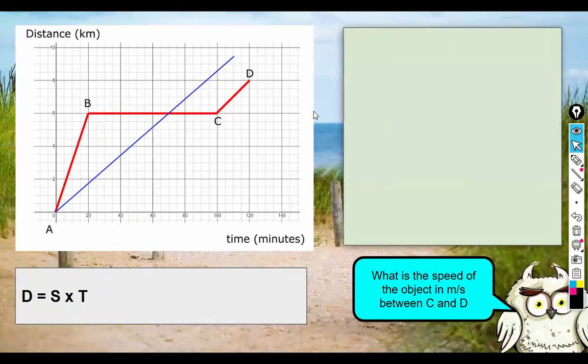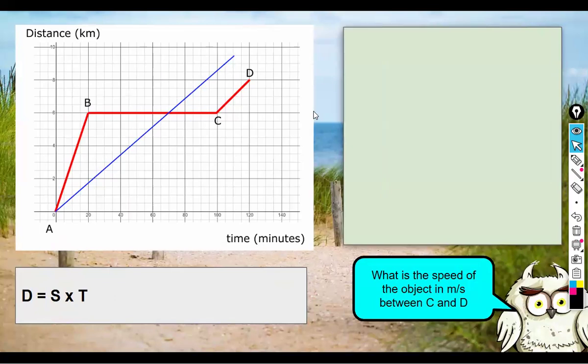All right, same graph. Another question. What is the speed of the object in meters per second? There are plenty of different ways of doing this question. You all can decide. Now, they ask for the speed between C and D. So I'll show you all two ways we can do that question.